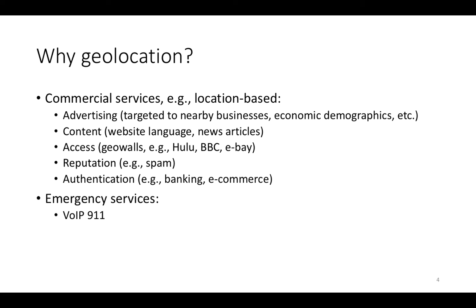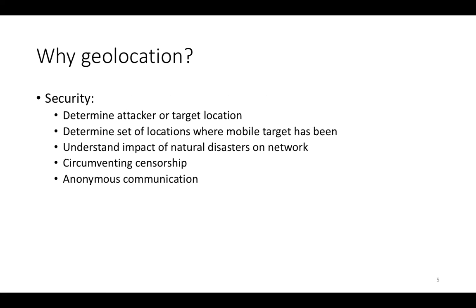Emergency services are another important reason for IP geolocation. We'll talk in a moment about efforts by the IETF to provide emergency service support for things like voice over IP 911. Security is the third big reason for IP geolocation. It's often the case that during an attack or after an attack, it's important to try to understand where the attacker physically was coming from, or even in some instances, where the target actually resides.